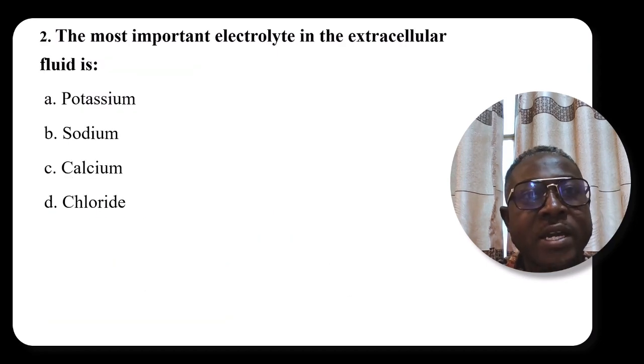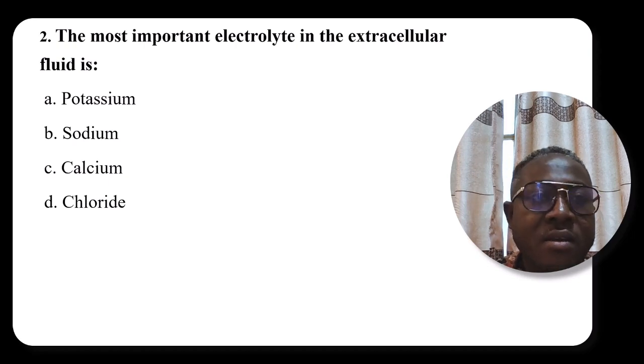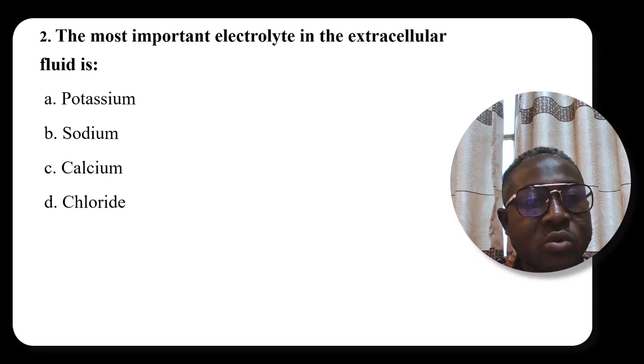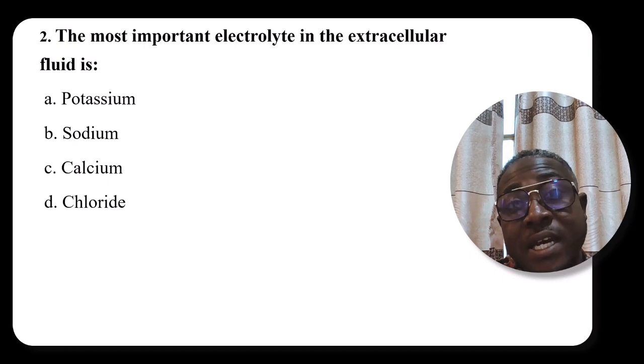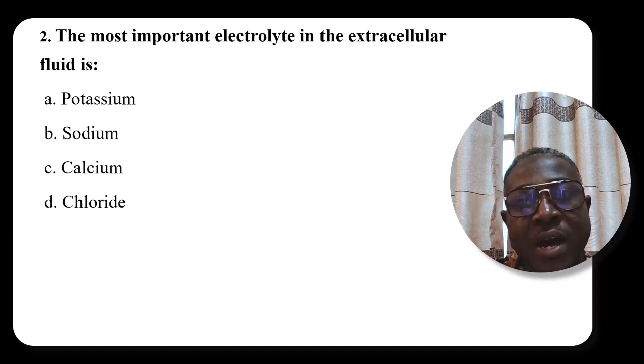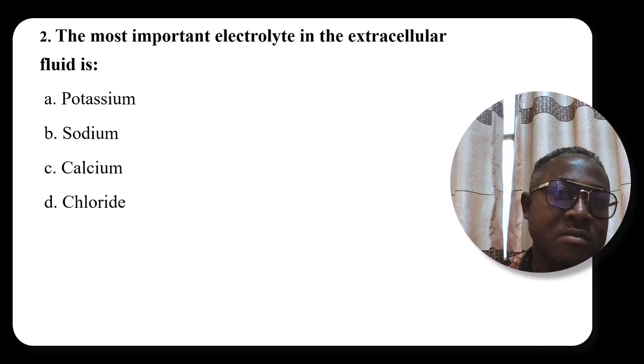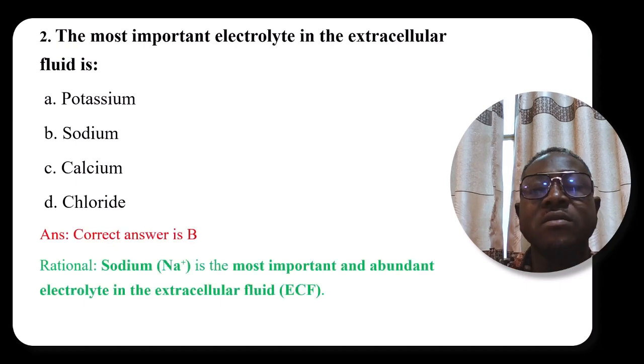Question 2. The most important electrolyte in the extracellular fluid is A. potassium, B. sodium, C. calcium, and D. chloride. What is your answer? This one, within a second you should be able to answer it. Put it in the comment section and explain why. So the correct answer here is B.